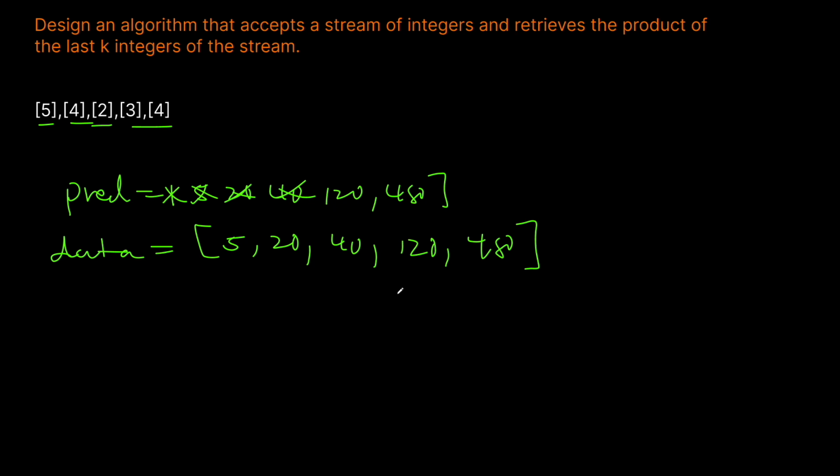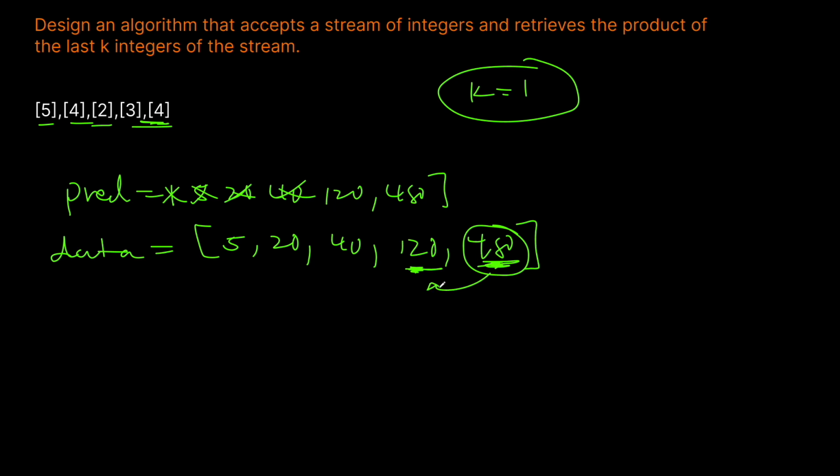Cool. So now let's look at some examples, right? So if we have k equals 1, we just want to know the product of the last k integers in the stream, right? So if k equals 1, it should just be the last integer here. So how do we get that? What is the difference? How are we going to get 4? Well, we know that to get to our last product here, the 480, we had to multiply the previous product by some value, right? And that value is 4.